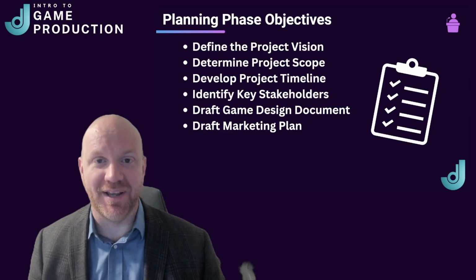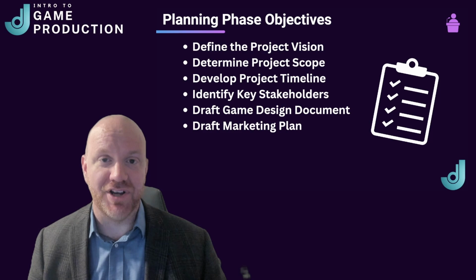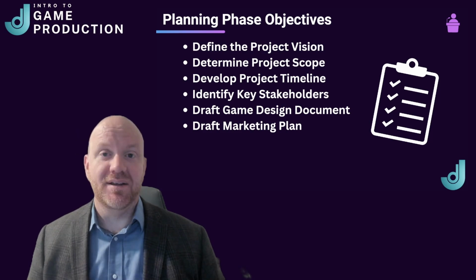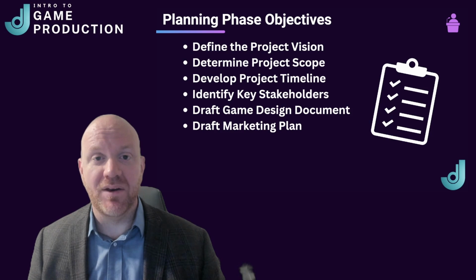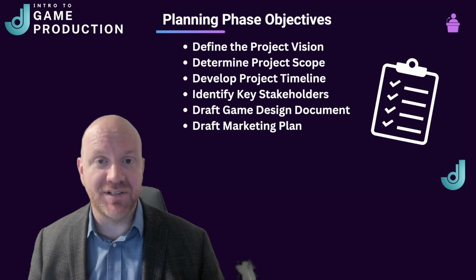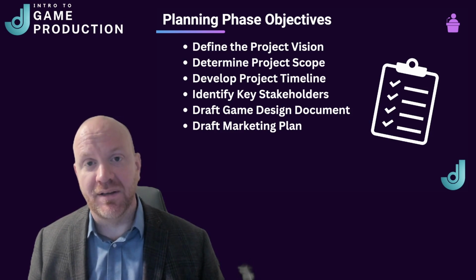The objectives for the planning phase are to define the project vision, determine the project scope, develop a project timeline, identify key stakeholders, and then we're going to draft our game design document and our marketing plan. And we'll break each of these down throughout this lesson.